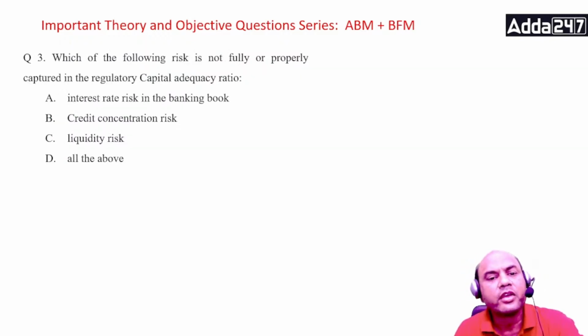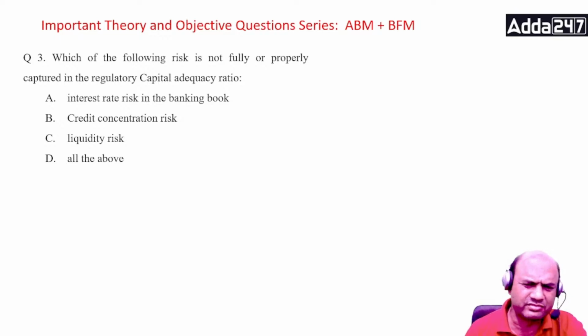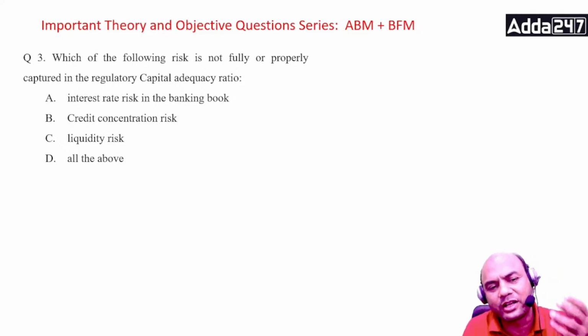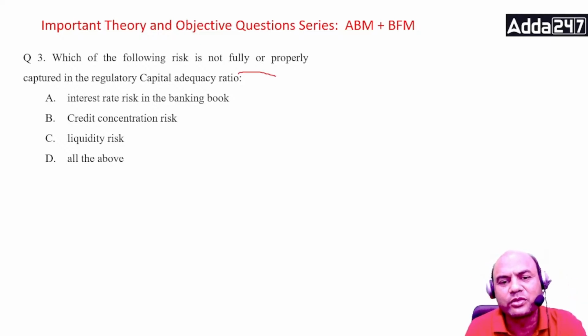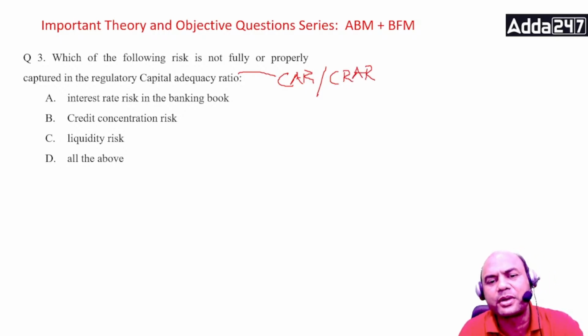Okay. Which of the following risks is not fully or properly captured in the regulatory capital adequacy ratio? What do you mean by this? What is this regulatory capital adequacy ratio? Let's forget the question first and give me this answer only. What is the capital adequacy ratio? CAR, or we also call it CRAR, capital to risk weighted asset ratio, or capital adequacy ratio.